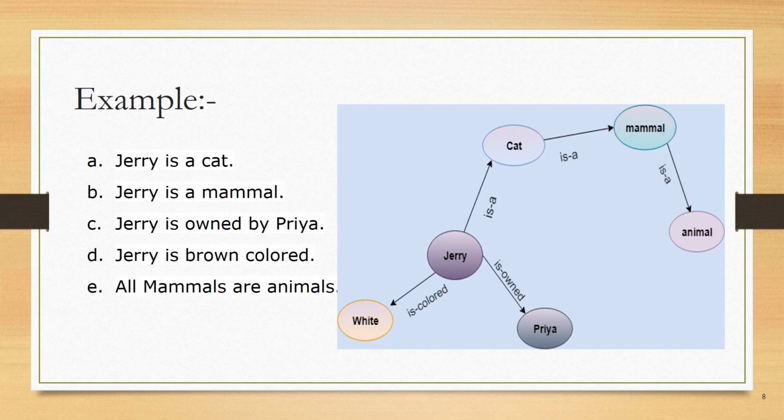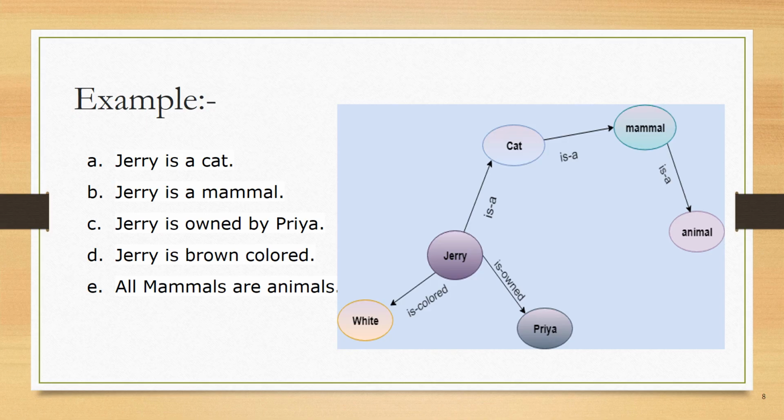So the first sentence, Jerry is a cat, is represented using the is-a relationship. Second, Jerry is a mammal. Here, Jerry is also a cat and also a mammal, so it is a hierarchical type, and it is represented using is-a. Next, Jerry is owned by Priya. It is a direct relation.